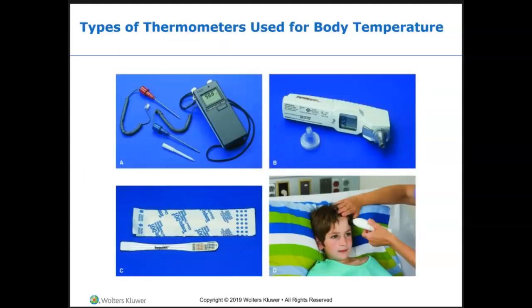Here we go. These are different types of thermometers that we use in the hospital, SNF, ALFs, home health, all that stuff, right? So A is an electronic and or digital thermometer. B is a tympanic membrane thermometer. C is a disposable thermometer for measuring an oral temperature. So the dots on that that you can see will change color to indicate what the temperature is. And then finally, D is a temporal artery thermometer.